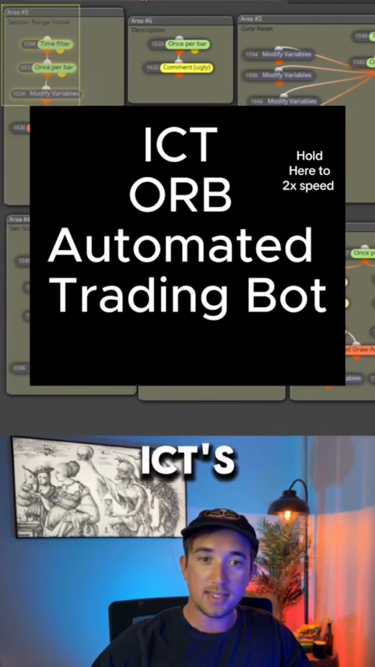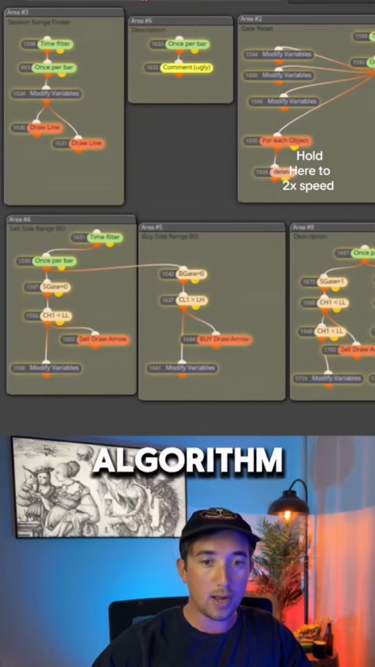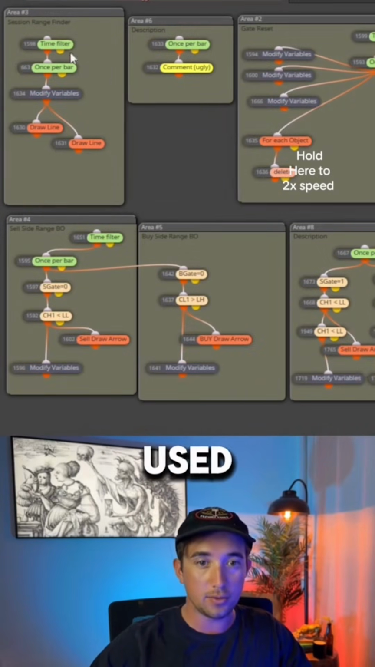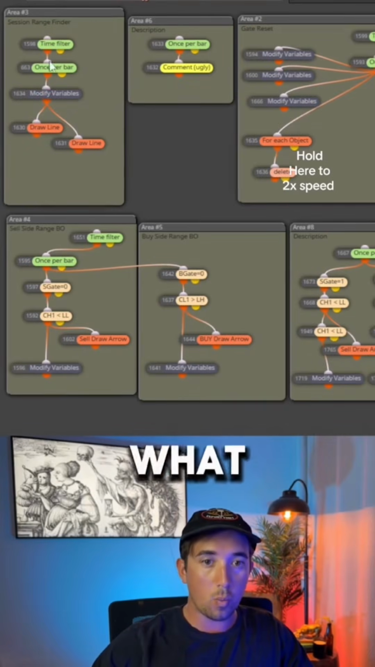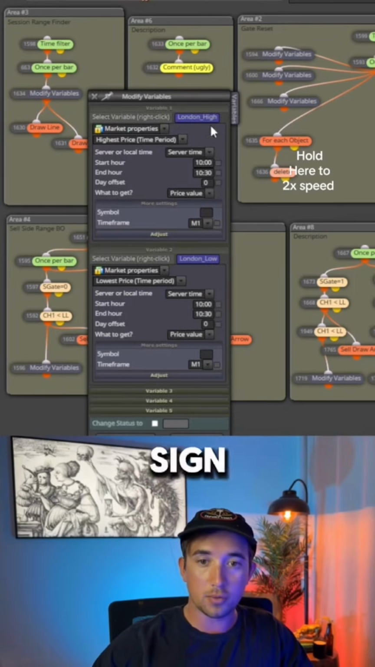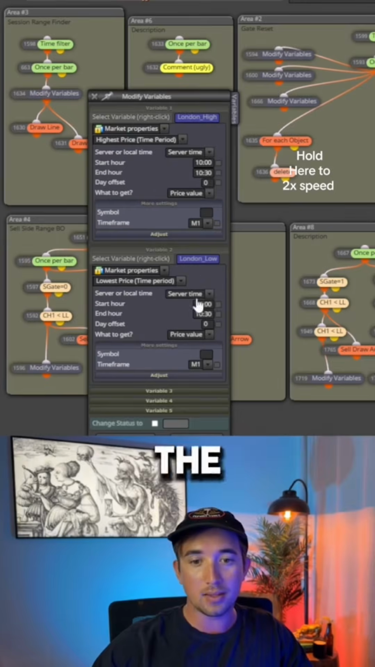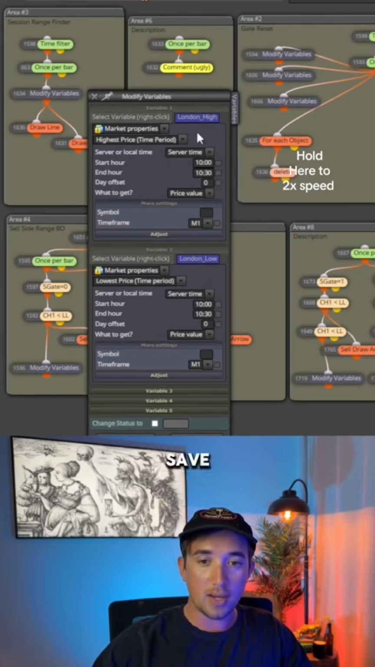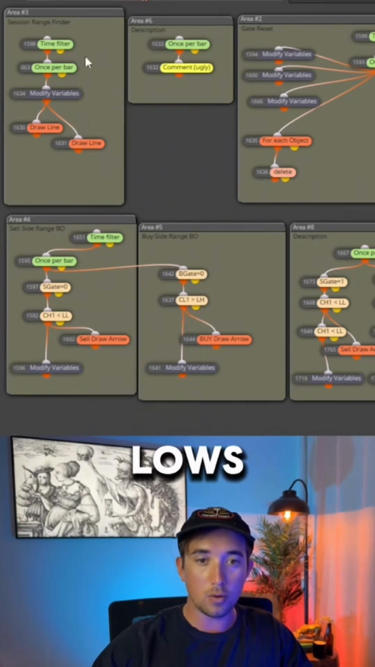I built ICT's open range breakout strategy into an algorithm, and these are the exact rules I used. First, we had to find the session. So what I've done here is had a modified variable find the London high and the London low between 10 and 10:30. I save both of those highs and lows, and I'll use them later.